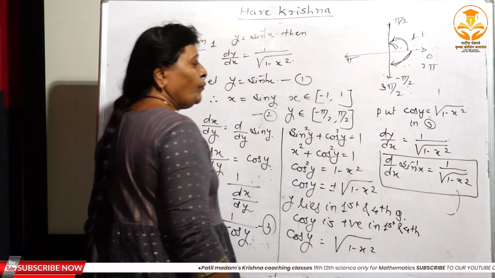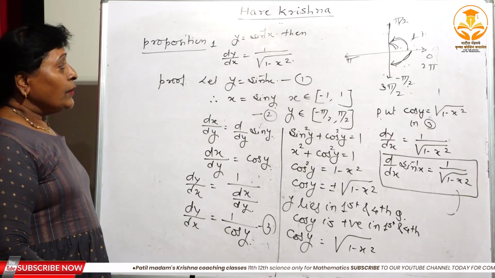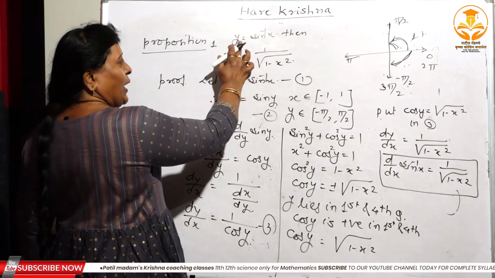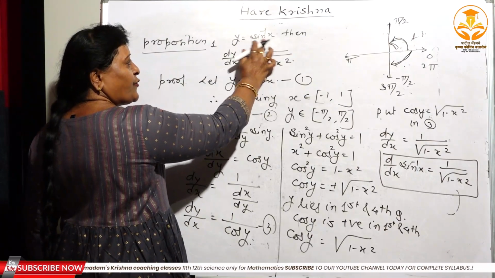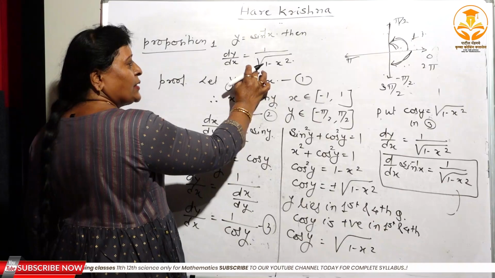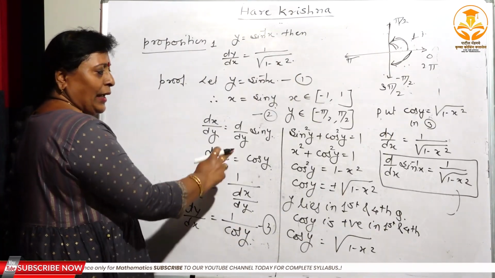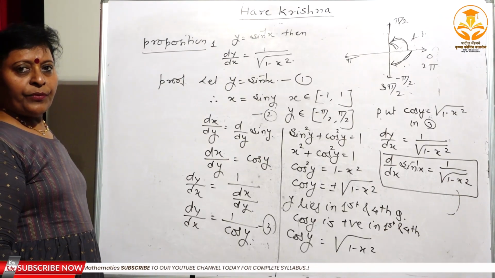This is again the important proposition, that is, if y is equal to sine inverse x, if your function is in the inverse form, that is the inverse trigonometric function, then the derivative of sine inverse x is equal to 1 upon root of 1 minus x square. And how will you prove this? In this way we can prove this, right?